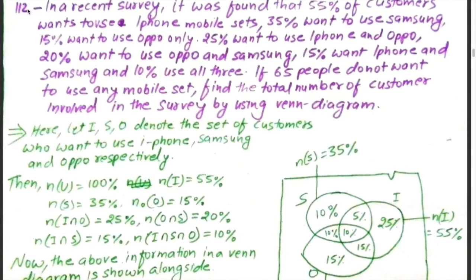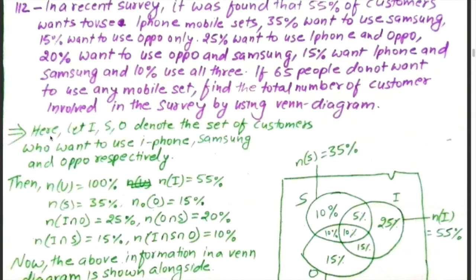Here is question number 112. In a recent survey it was found that 55% of customers want to use iPhone mobile sets, 35% want to use Samsung, 15% want to use Oppo only, 25% want to use iPhone and Oppo, 20% want to use Oppo and Samsung, 15% want iPhone and Samsung, and 10% use all three. 65 people do not want to use any mobile set. Find the total number of customers involved in the survey by using a Venn diagram.